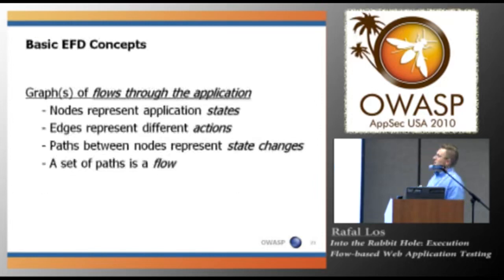So the EFD, a basic concept, it's a graph of flows through the application. It's nodes, edges, and paths. The nodes represent application states. Edges represent different actions. And the paths between the nodes represent state changes. Okay? It's like a Visio diagram. Right? Boxes, arrows, and stuff along the edges. And a set of these we'll call a flow. And essentially a series of flows is what makes up an application.